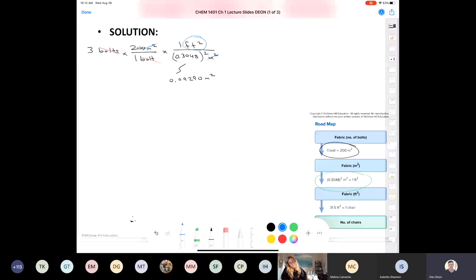So now we just need the very last conversion, which is that in one chair, we have 31.5 square feet. Look at that, it's not magic. Now we've gotten rid of feet squared, and we have our final answer. And this one I already went ahead and did. I already multiplied this out because I said I'll make a mistake if I try to do it live. And I ended up with 205 chairs.